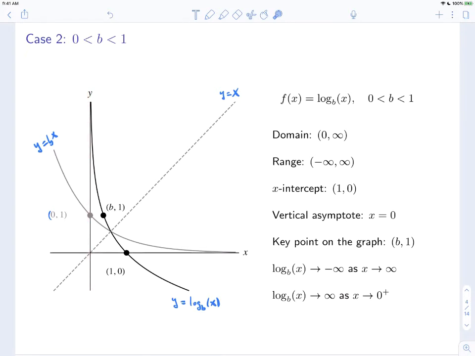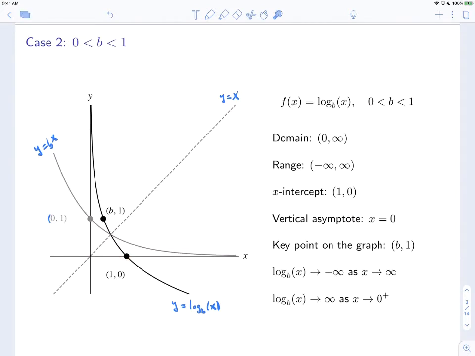That's again because the domain is 0 to infinity, and as x moves closer to 0, you get explosive growth going as x goes to the left. We'll talk about that in a second with the long-term behavior. The key point on the graph is still the point b comma 1. It's just now b is between 0 and 1, so this point, b comma 1, is to the left of the x-intercept.